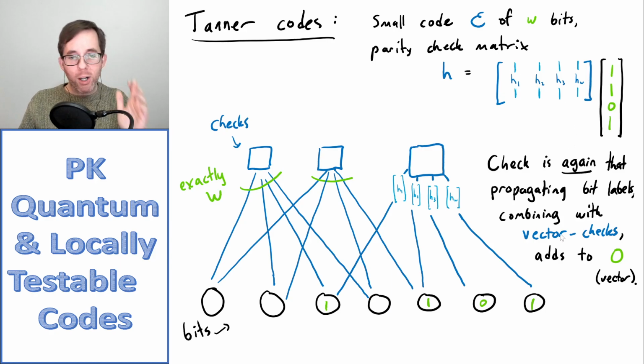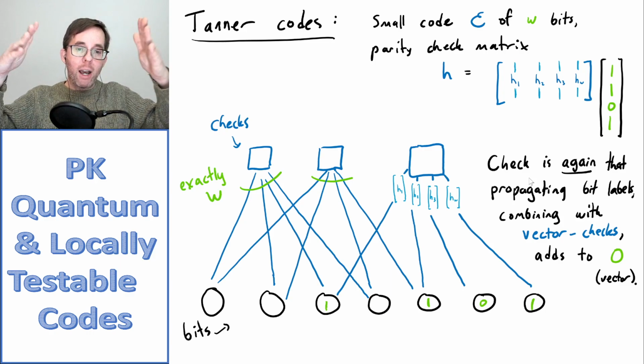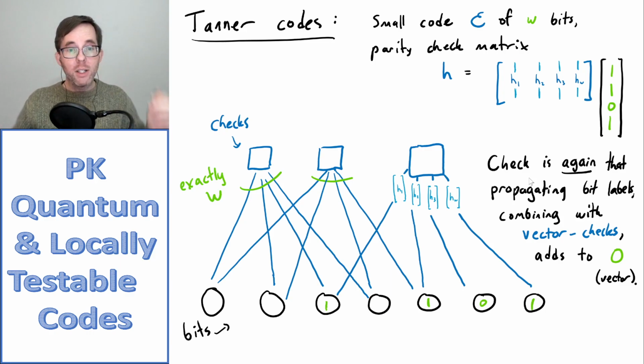Okay, so you can pause here if you like to just understand that this is yet a third way to describe the Tanner codes. You label the incident edges by the columns of this matrix H, and then the check is this propagation thing, but now you're adding up vectors to see if they sum to 0 mod 2. Okay, so that's a Tanner code.